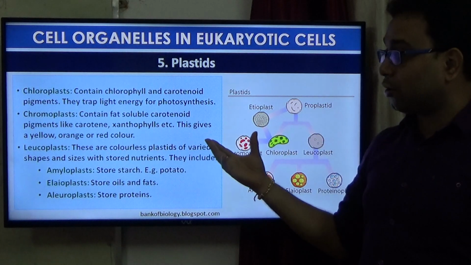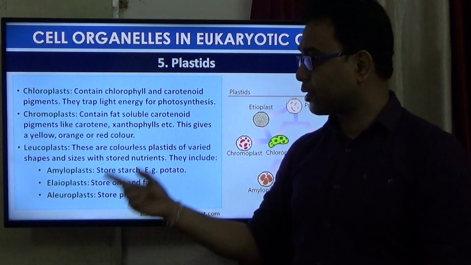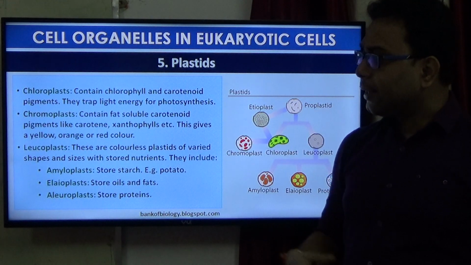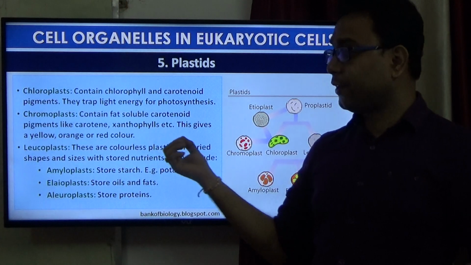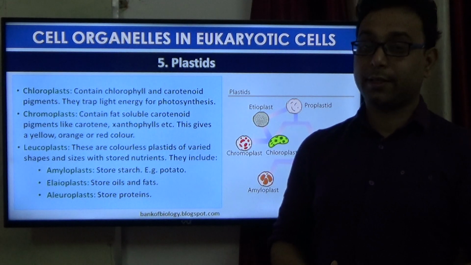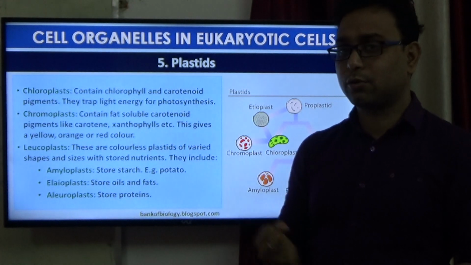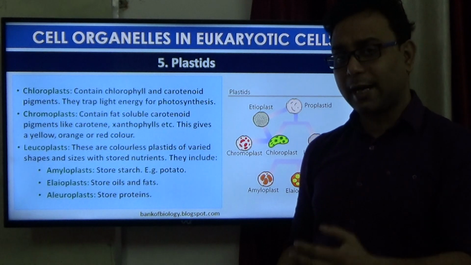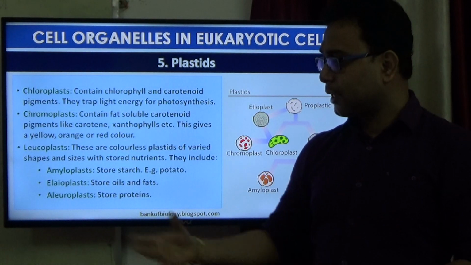Chromoplast contains fat-soluble carotenoid pigments. One important question: carotenoids are fat-soluble pigments like carotene and xanthophylls. These give yellow, orange and red color. They also act as accessory pigments that help photosynthesis too. So leucoplasts are colorless plastids, but their types are most important.